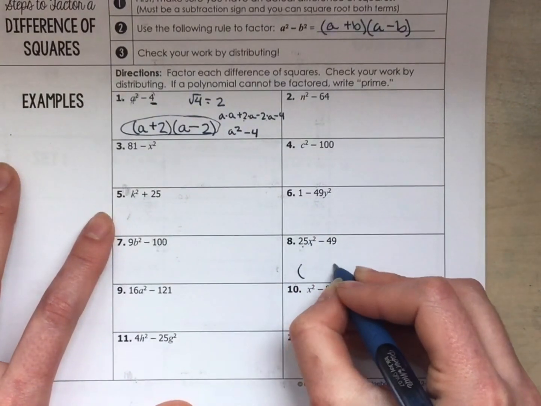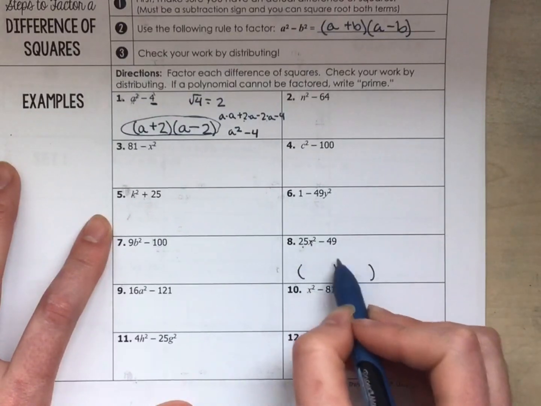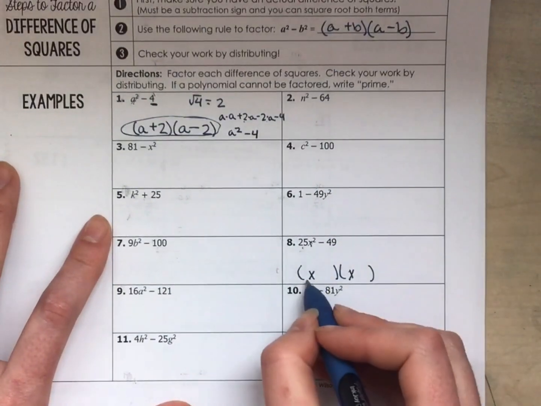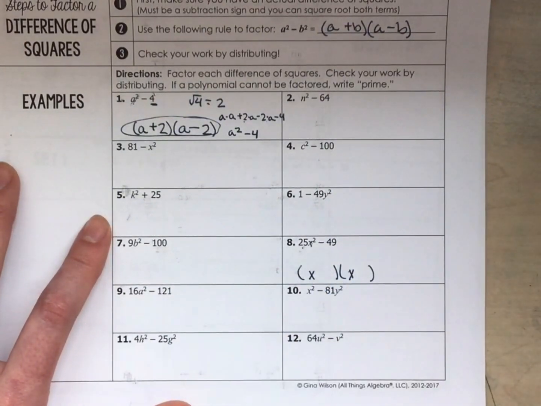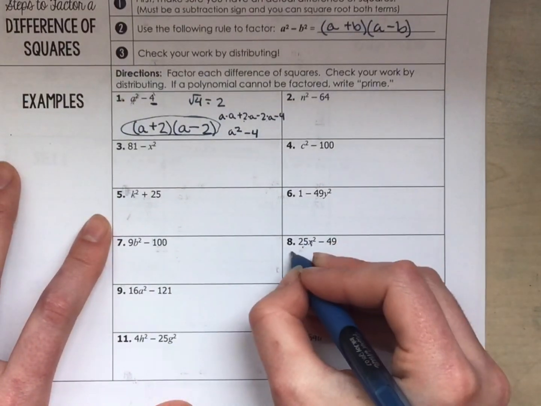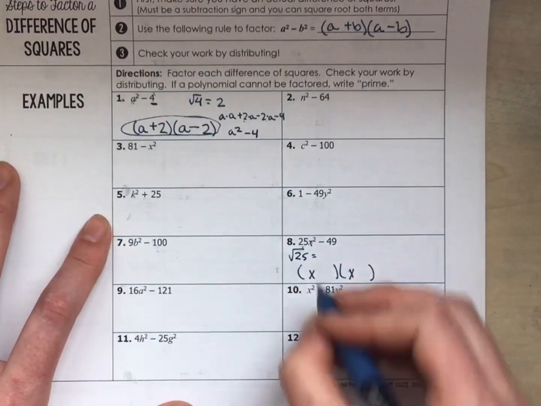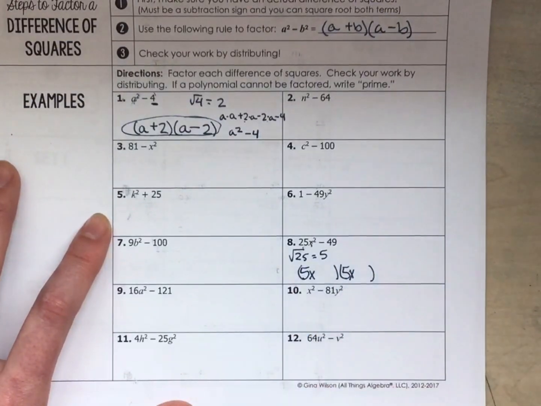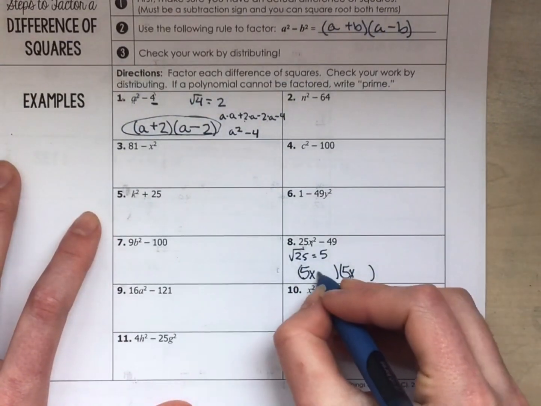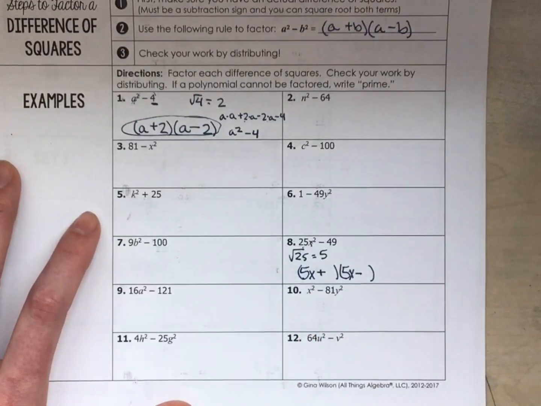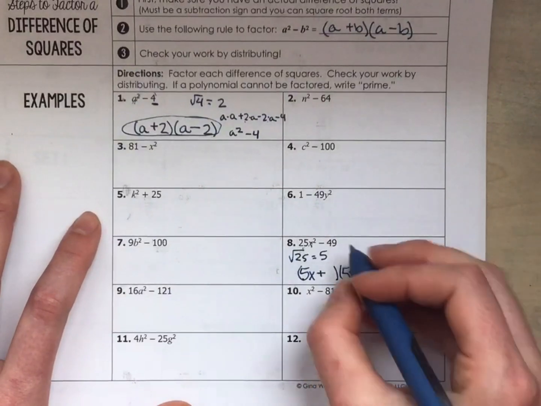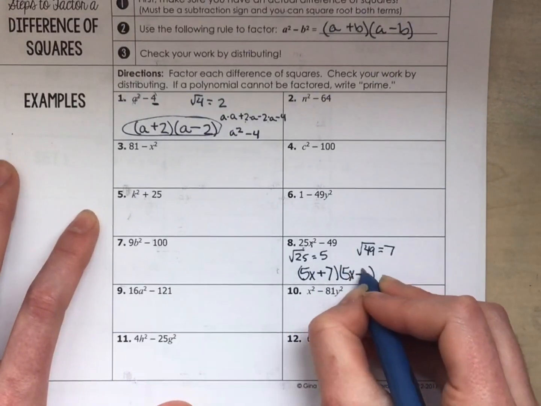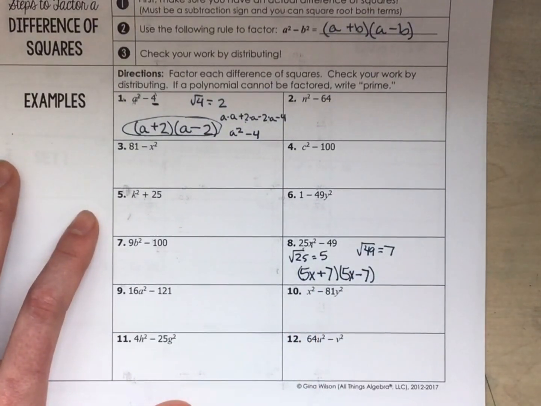I'll have my 2 parentheses set up. And I know that I have x as my variable, so I'll fill in x for both of those. However, I left a little space because 25 is also with my x squared. So I need to get the square root of 25. And we know the square root of 25 is 5. So I'll have a 5x for my first part of my factors. And then we said the rule is to have plus and minus, so I'll fill in that plus and minus. And then I want to take the square root of the second term, which is 49, and the square root of 49 is 7. So I would have plus and minus 7 for my 2 parentheses.